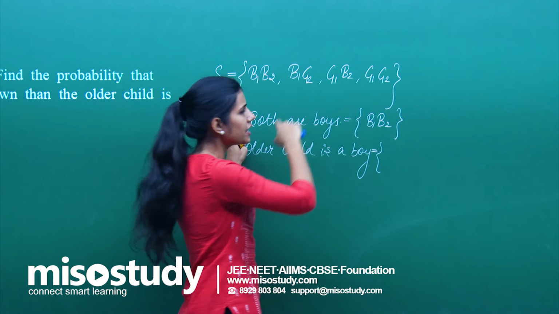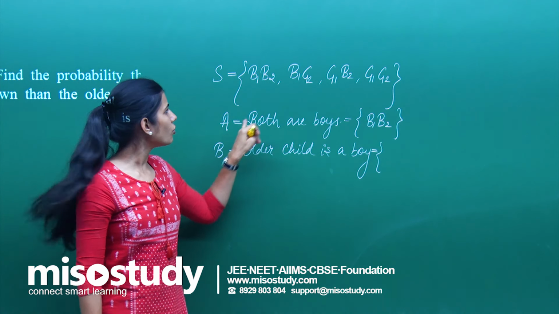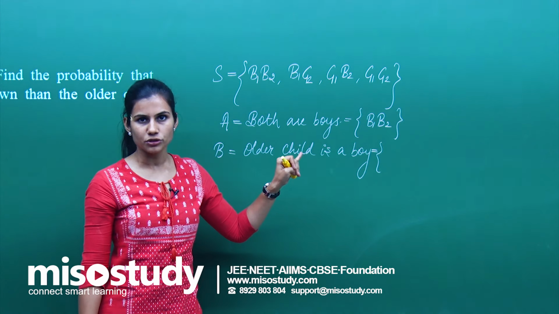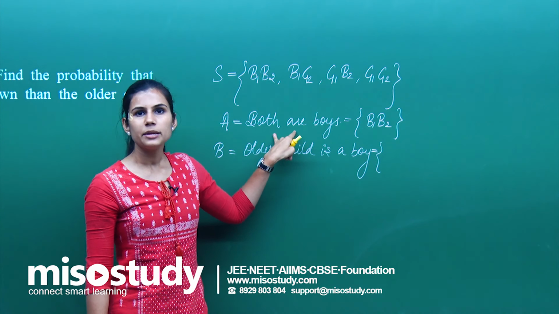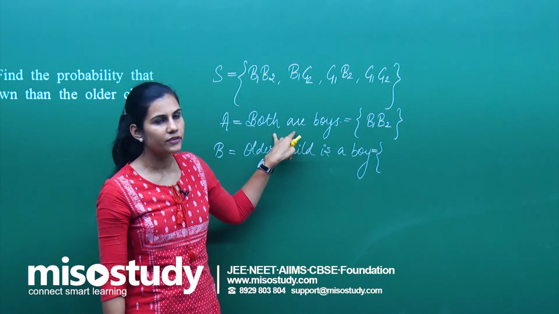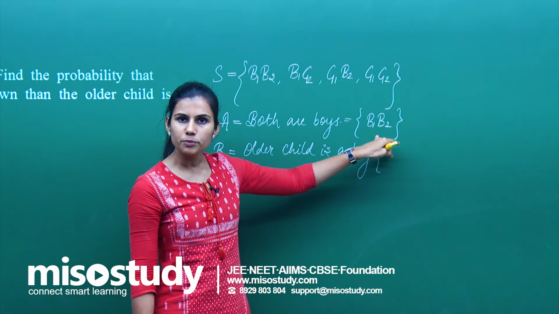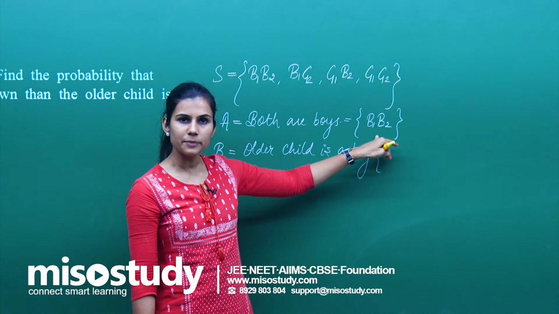Apart from this, is there any other elementary event favorable to event A? No. In all the rest of the elementary events, there is at least one girl being born to the couple. I am interested in the elementary event which favors that both the children born are boys. So only this elementary event does that. So A will be a singleton set consisting of the B1, B2 elementary event.